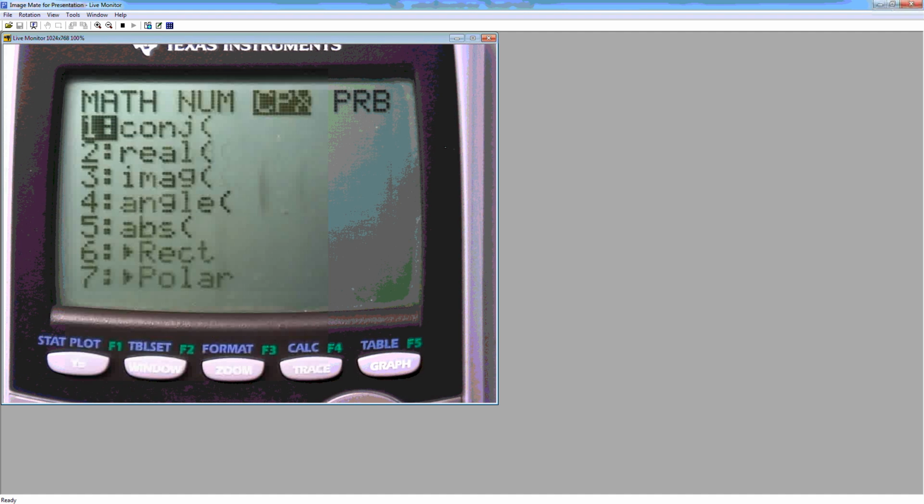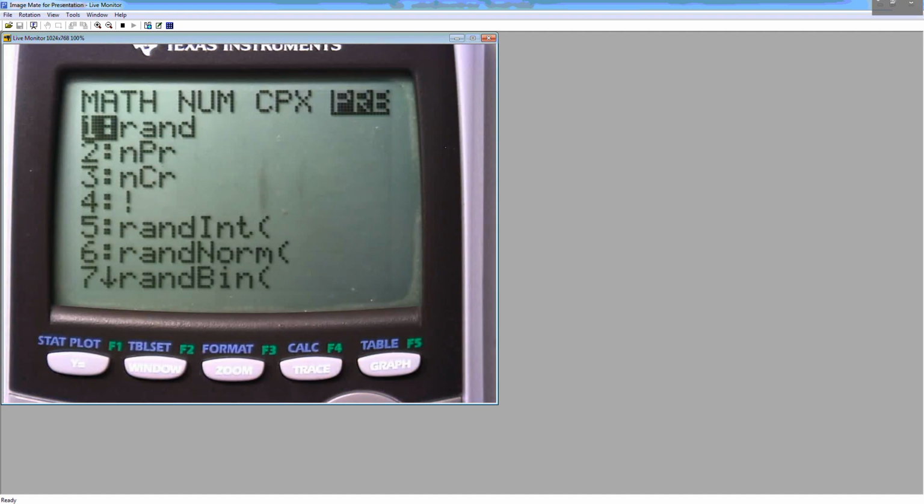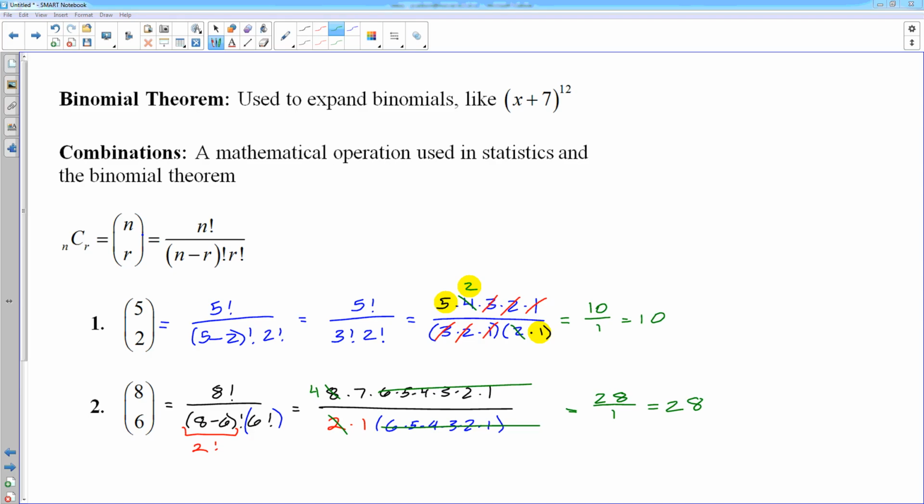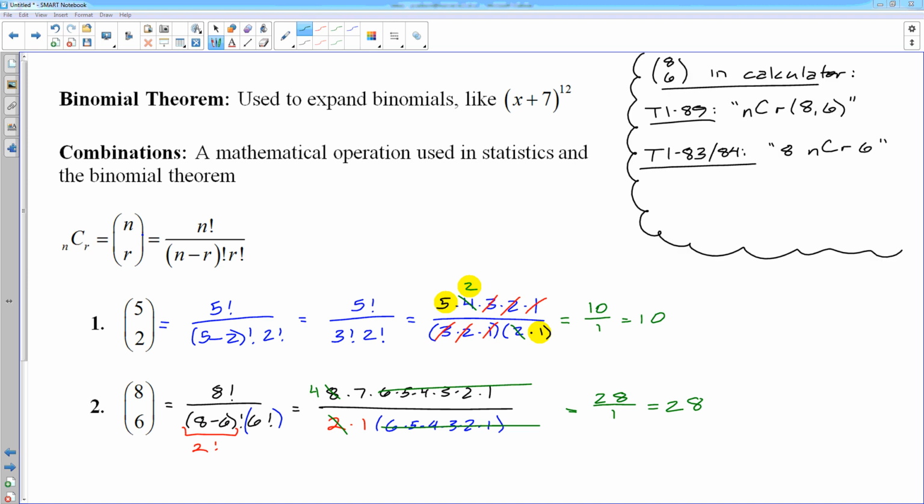So I'll go over PRB, hit math, go to probability, choose NCR. And it's 8 choose 6 this way. So you do 8 NCR 6, hit enter, and you get 28. So those are the two ways that you can do combinations on a calculator. Get that out of the way. And let me write that in here in notes for you. And there you go. So that's how it looks when you punch it in on the 89 or on the 83/84.